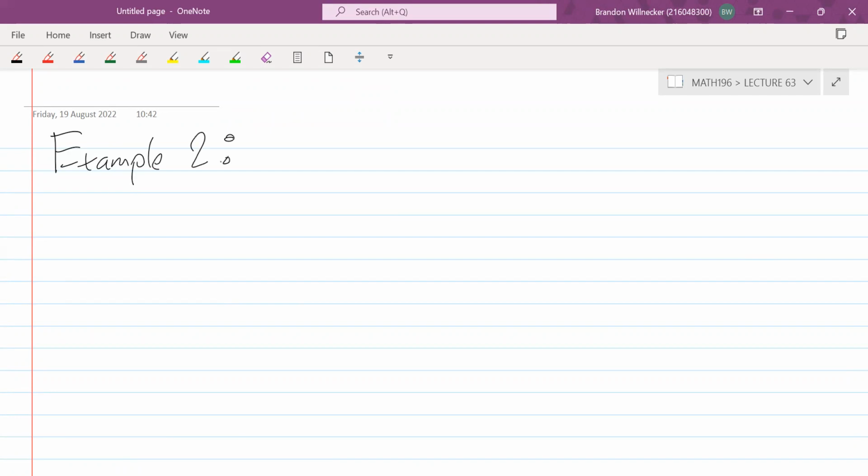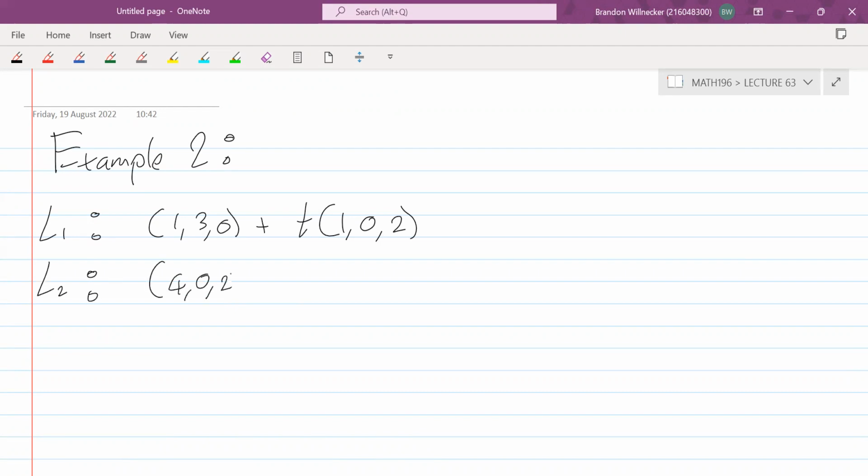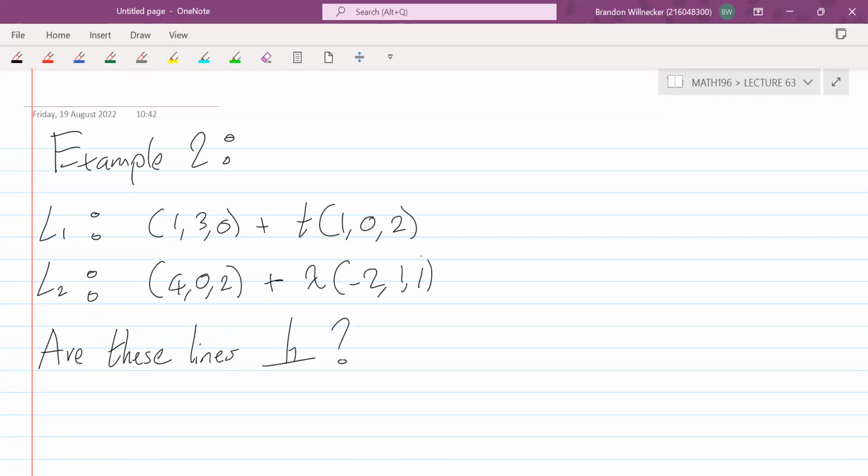Example for the second case, example 2, we've got a line L1, and that's given by (1, 3, 0) plus t (1, 0, 2), and L2, which is going to be (4, 0, 2) plus lambda, because it's a different line, need a different parameter, (-2, 1, 1). Okay, and the question is, are these lines perpendicular? Yeah, we can just say perpendicular. Okay, so how are we going to do this?